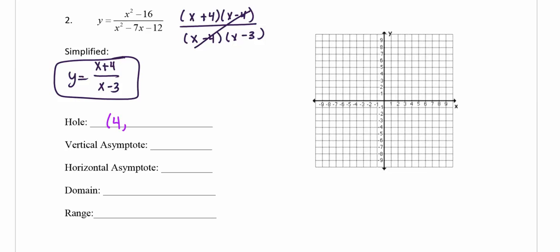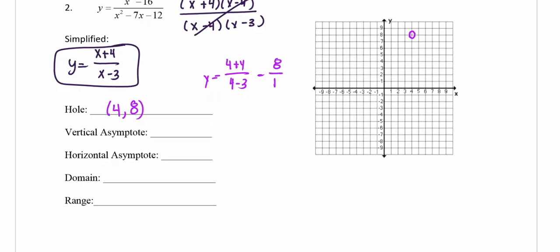So first for my hole, I'm going to plug in x for my simplified version and then find y. So that's 4 plus 4 over 4 minus 3, which is 8 over 1. So at 4, 8. So I'm going to make my hole at 4, 8. And I'm always going to remember that's part of my graph.